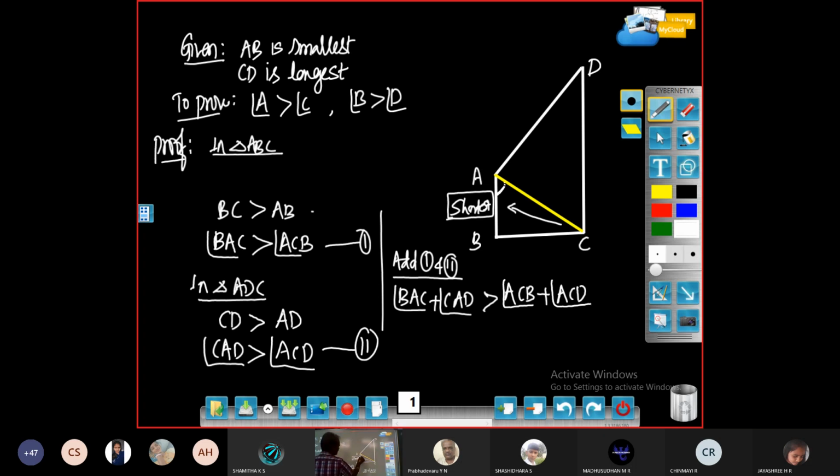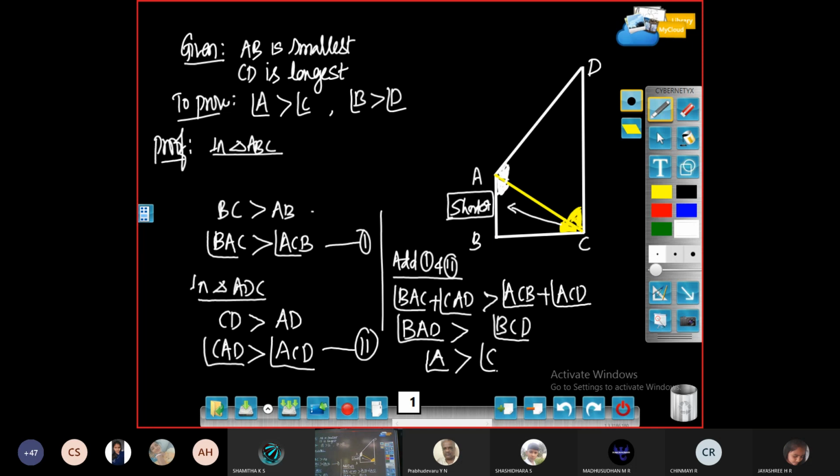So now BAC plus CAD, what is that angle? BAC is this angle, and CAD is this angle. Once you add these two angles, the sum gives you angle BAD. It should be greater than ACB and ACD. ACB is this angle, and ACD. The sum of these two angles gives you BCD. So angle A, which is BAD, is greater than angle C, which is BCD. The first part we proved.